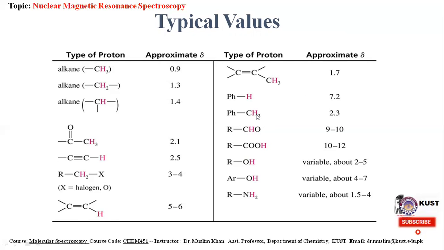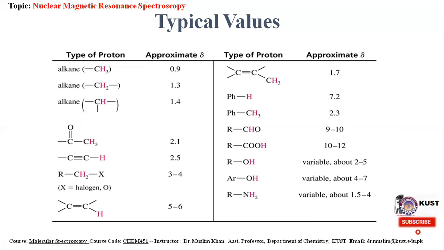Similarly, with the phenyl group 7.2, and this one 2.3, aldehydic 9 to 10, and the carboxylic proton 10 to 12. For alcoholic hydrogen bonded protons, 2 to 5, and like this. So these are the typical values.